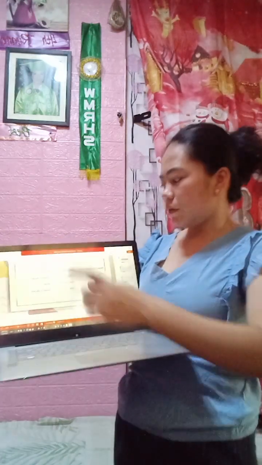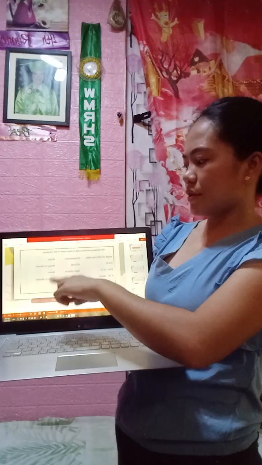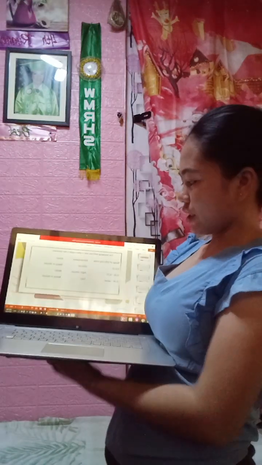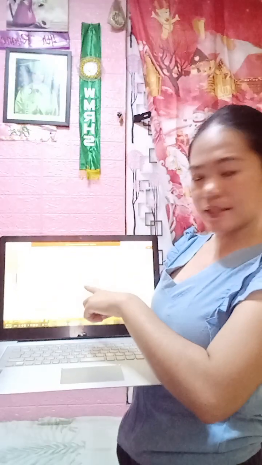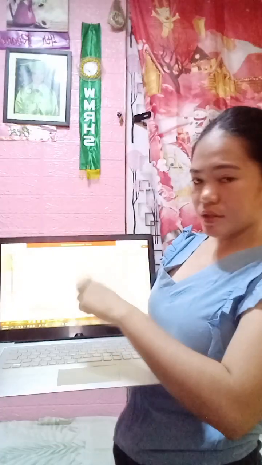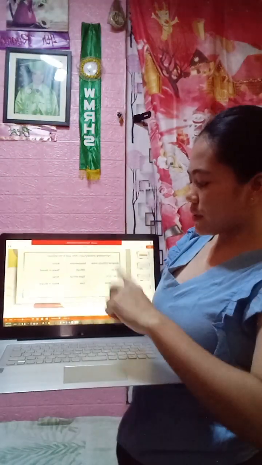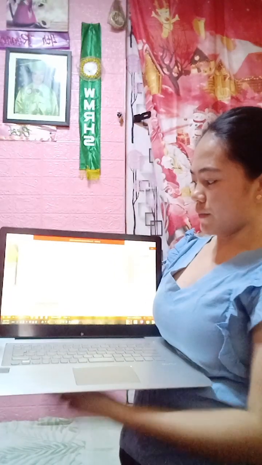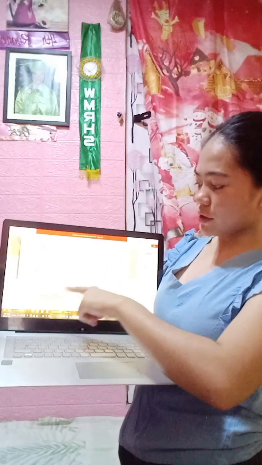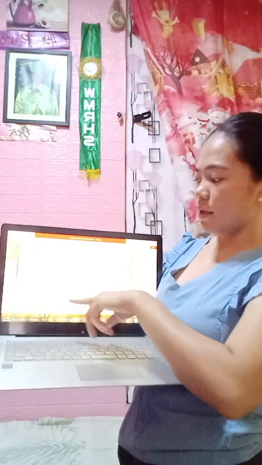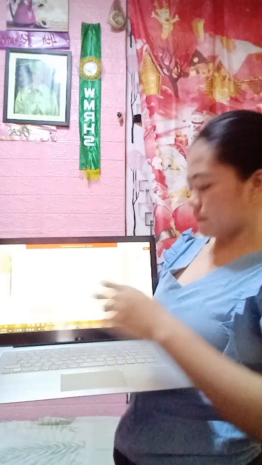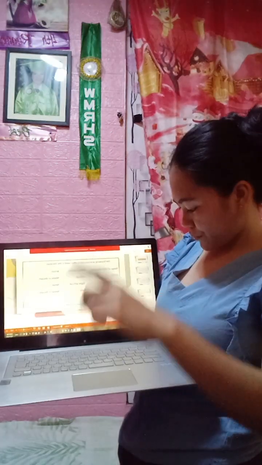Next, the following arbitrary rule is often used in the literature. So what is the range of the difficulty index? 0.25 and below, 0.26 to 0.75, or 0.76 and above. The interpretation is difficult, right difficulty, or easy. And the action is revise or discard, retain, or revise or discard.